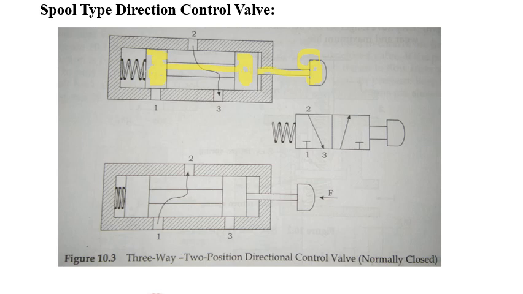Now in the original position, 2 to 3 is connected. Near the spring side, that block will be the initial block. So 2 to 3 is connected and port number 1 is under closed condition. In the next position 1 to 2 is connected and port number 3 will be closed. So no exhaust here, right? This is the spool type of direction control valve.